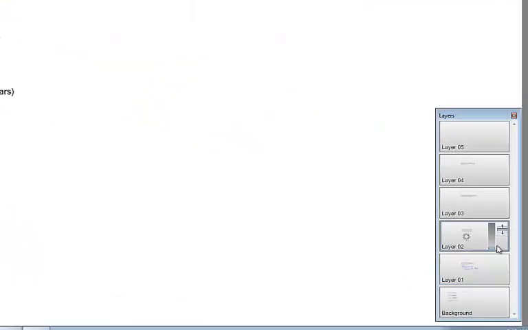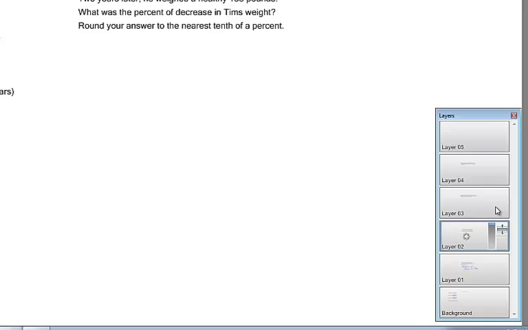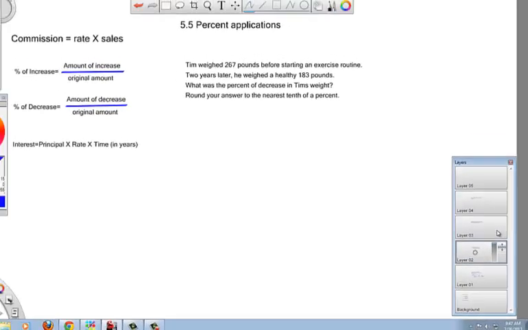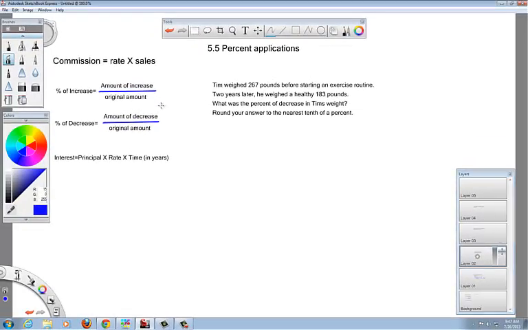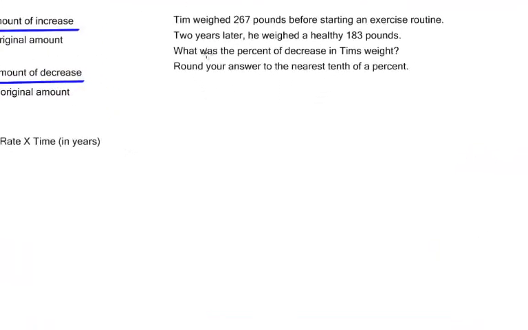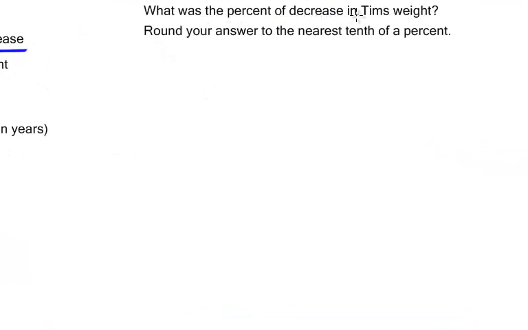Here's the next question. If you've ever watched the show Biggest Loser, that's how it works. So this is how they figure out a percentage of weight loss, or percent of decrease in this case. You have this guy named Tim. He weighed 267 pounds before starting an exercise routine. 2 years later, he weighed a healthy 183 pounds. What is the percent of decrease in Tim's weight? And round your answer to the nearest percent. So we're going to use this one right here, the percent of decrease.